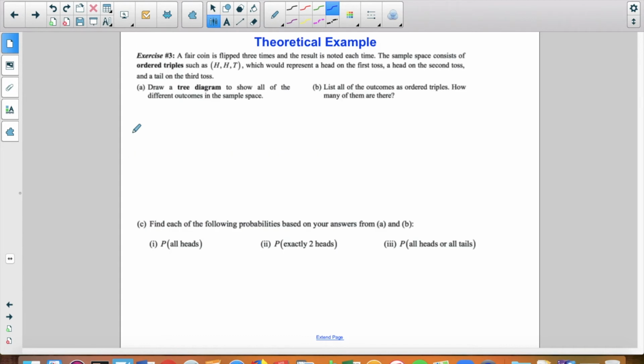So let's look at our first example of theoretical probability. It says a fair coin is flipped 3 times and the result is noted each time. A sample space consists of ordered triples, such as HHT, which would represent head on first toss, head on the second toss, and a tail on the third toss. So part A says draw a tree diagram to show all the different outcomes.